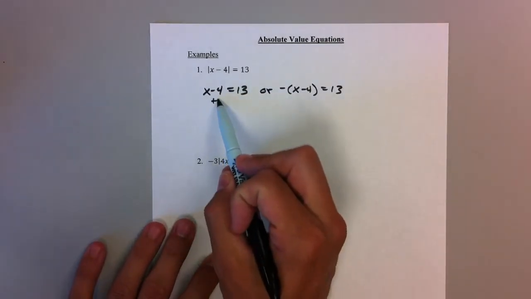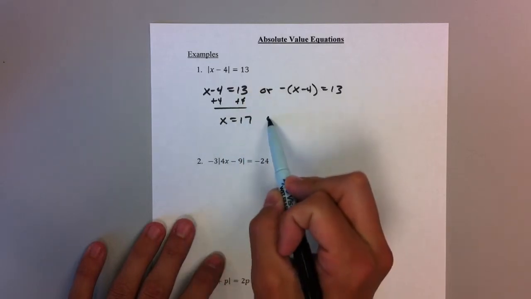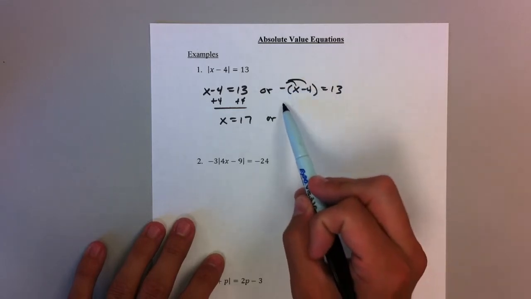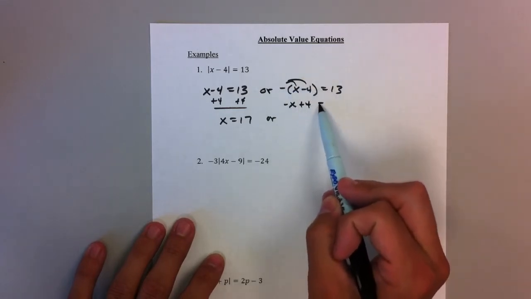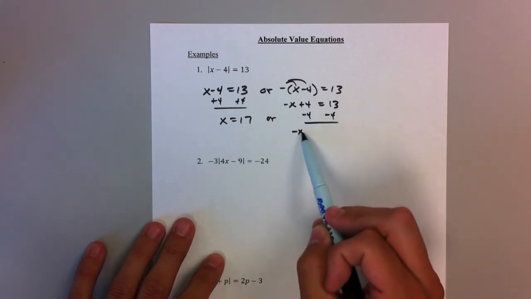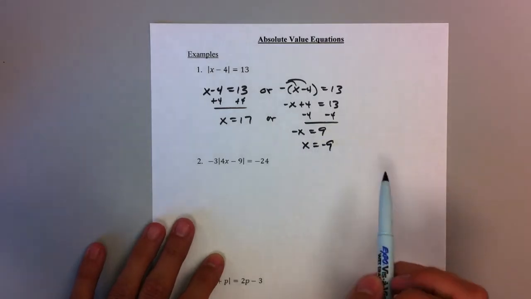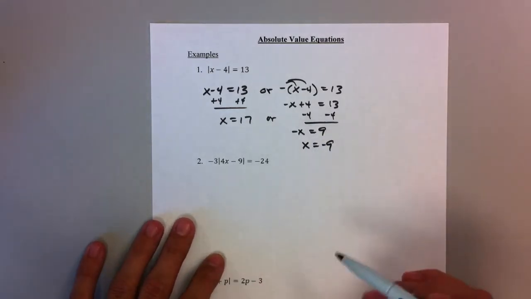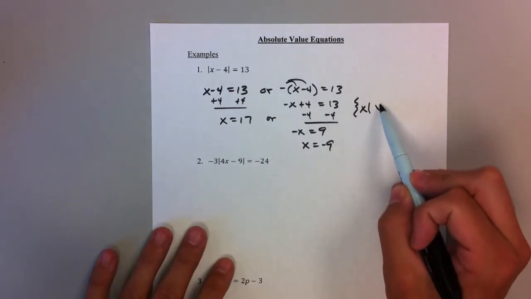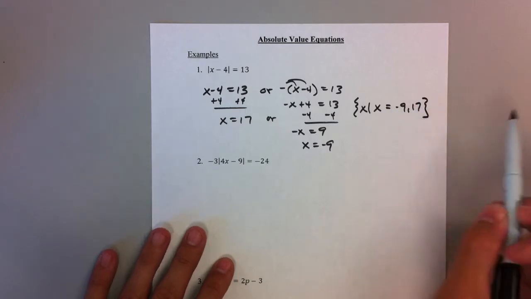So here, if I add 4, x equals 17, or over here is a little bit more effort because you have to distribute this. So you get negative x plus 4 equals 13. I'd subtract 4. Negative x equals 9. So x equals negative 9. So my two solutions, real numbers x such that x is equal to negative 9 or 17.